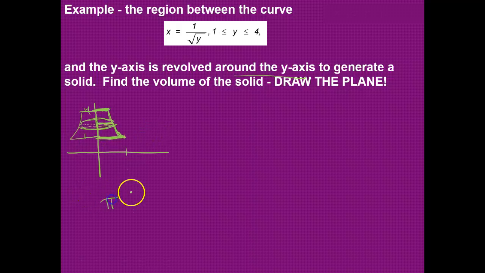Again, I'm using pi r squared, this time dy. Along the y-axis, I'm going from 1 to 4. My radius is just the equation. Just like if I were talking about y equals x squared, this distance right here is x squared. From the x-axis to the equation, that's f of x. From the y-axis to the equation, that's f of y. So f of y is 1 over the square root of y.